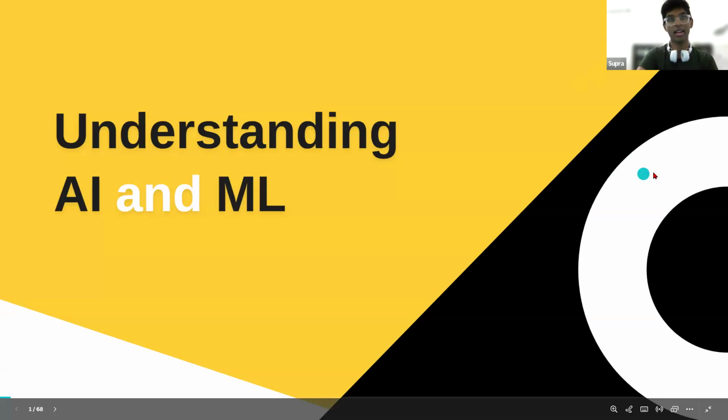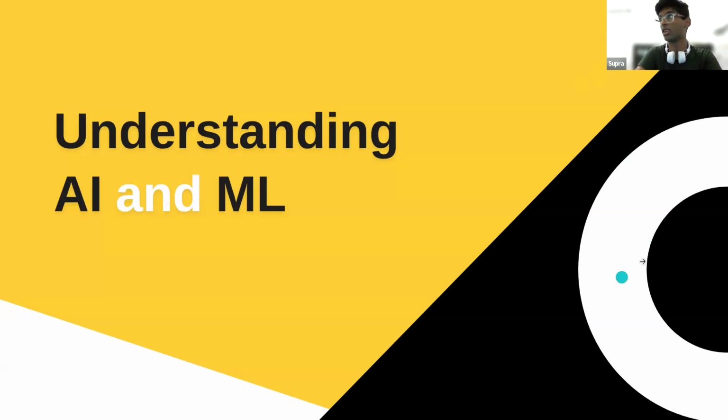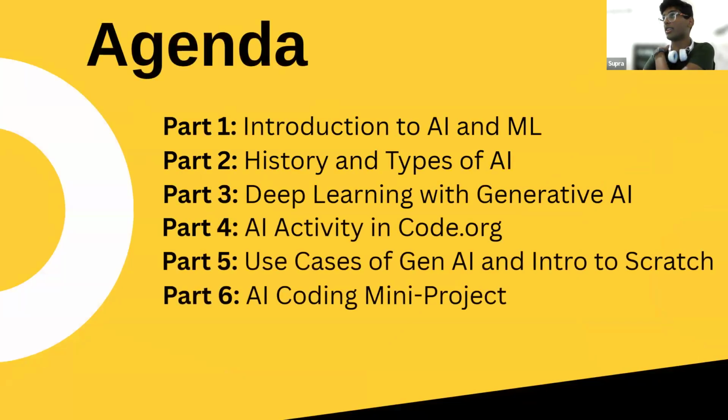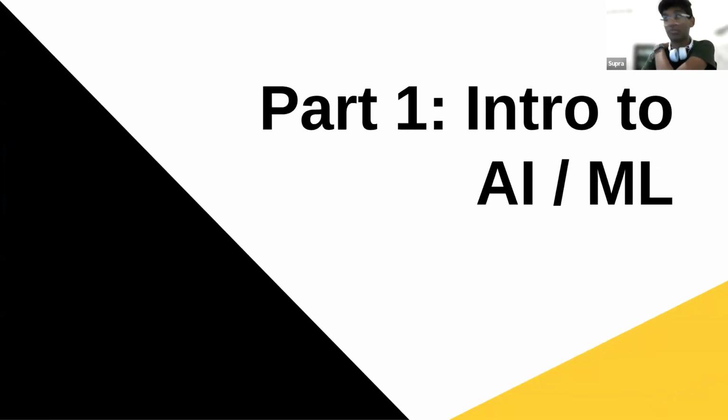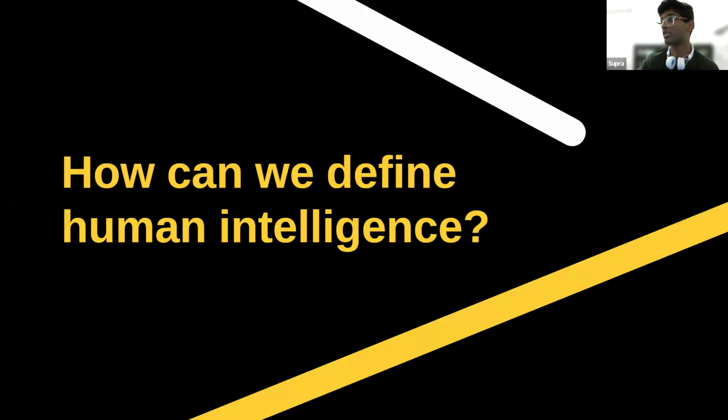Okay, understanding AI and ML. So this is kind of an agenda we have. We'll be going through this over the 6 days, but today we'll start with the introduction to AI and ML. Okay, so first, part one. How can we define human intelligence? Can everybody type their answers in the chat? What do you think intelligence is?